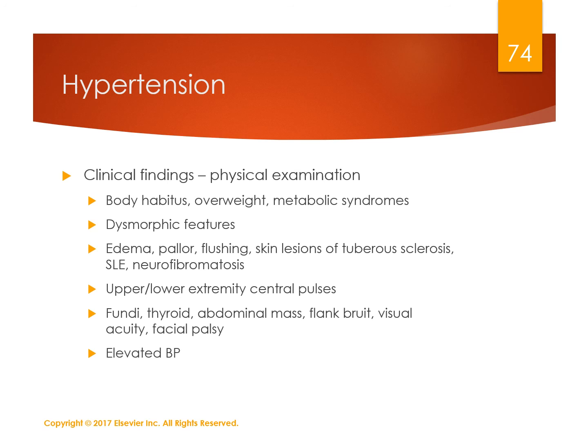Upper and lower extremity central pulses, we're going to check. Fundi, thyroid, abdominal masses, we're going to check for flank bruits, visual acuity, and facial palsies. And again, we're going to look for elevated blood pressure.